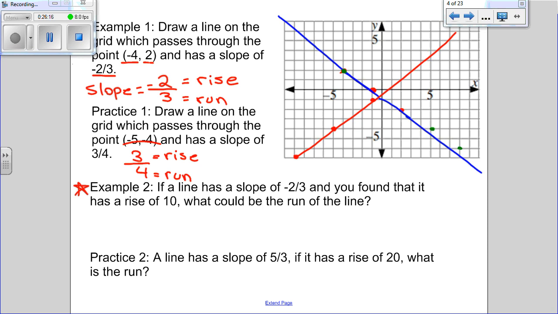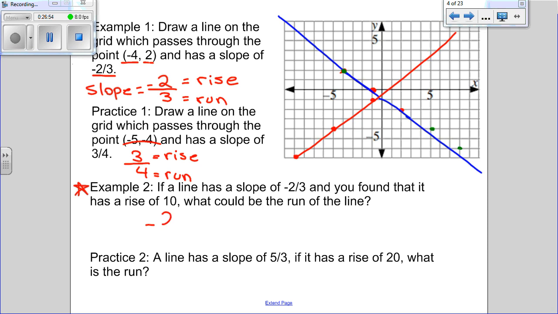But what it says is that if a line has a slope of -2/3, and you found that it actually has a rise of 10, what could be the run of that line? This is working off of, remember that line where we had equivalence? It was -2/3, -6/9? That's what this is working off of. That same concept, that your slope could be calculated using different numbers but still get the same ratio. So what I do when I get a problem like this is I take the slope they gave me and I write it out. -2/3. That's what they said the slope has to equal.